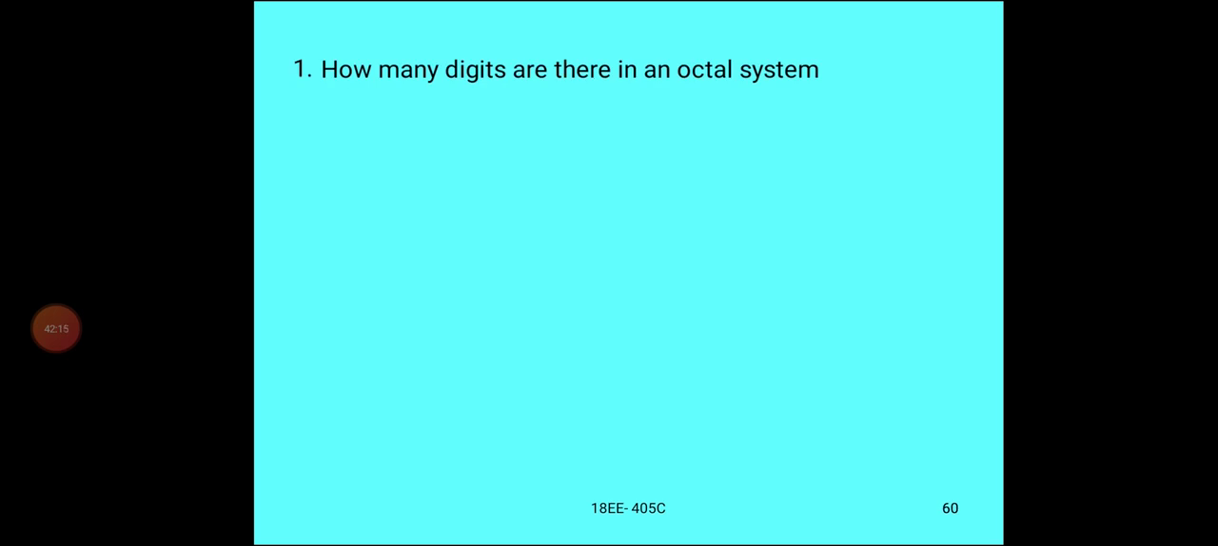The answer is 6. How many digits are there in the octal system? 9, 10, 8, 11. The answer is 8, digits from 0 to 7. The third one is correct.